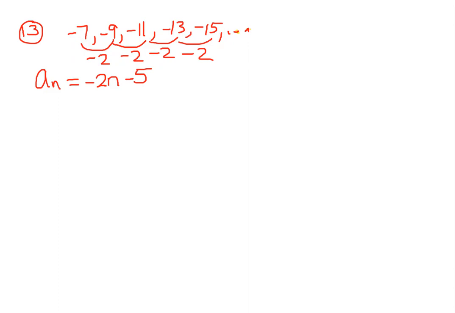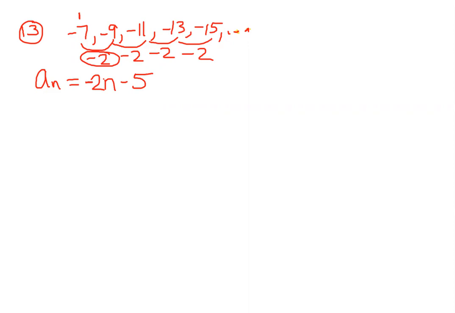Oh no, to get 7. I did that wrong. Let me explain that again, because that was a bad explanation. We're going to say -2 times 1, because this is the first term. -2 times 1 is -2. And what do we have to do to -2 to get -7? We have to subtract 5. And if we put a 2 in for n, we get -4 minus 5, we get -9. We put a 3 in, we get -6 minus 5, we get -11. So that's where that comes from.